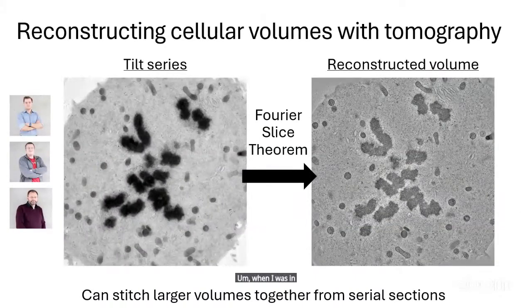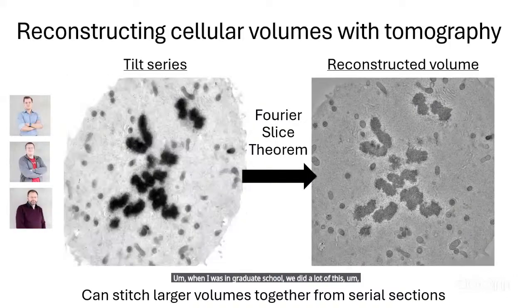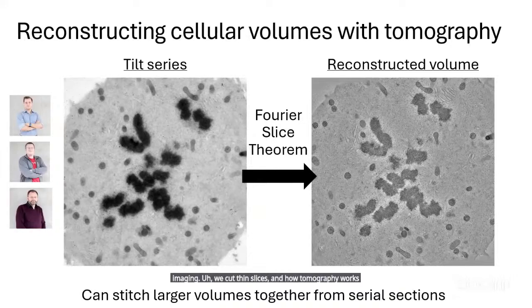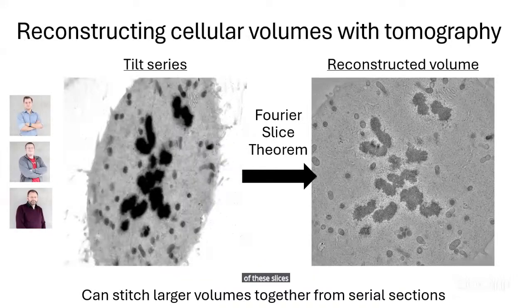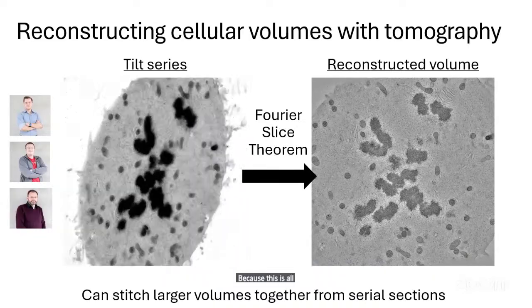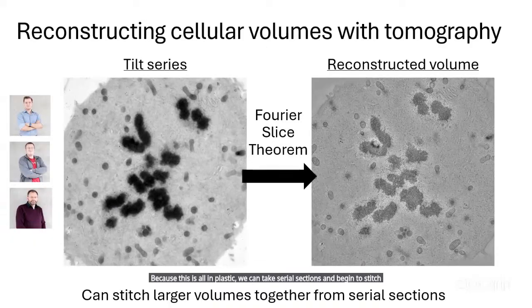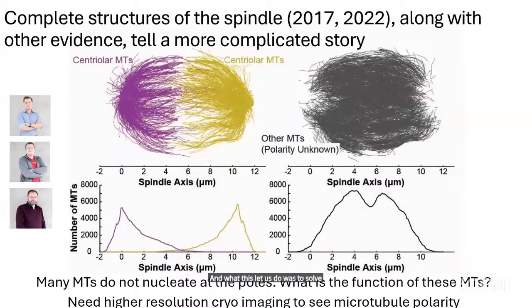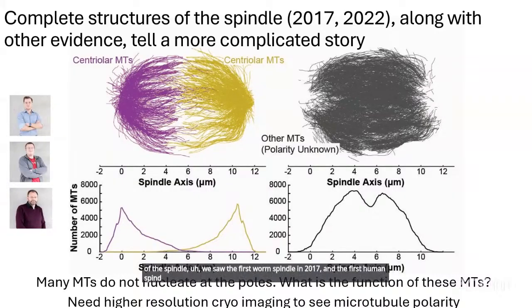When I was in graduate school, we did a lot of this serial section imaging. We cut thin slices, and how tomography works is we take tilt series of these slices, and then using the Fourier slice theorem, we can reconstruct entire volumes. Because this is all in plastic, we can take serial sections and begin to stitch entire cells back together. And what this let us do was solve what we would call the first structures of the spindle. We solved the first worm spindle in 2017 and the first human spindle in 2022. We're actually able to observe the trajectories of every microtubule in a spindle inside of a human cell.